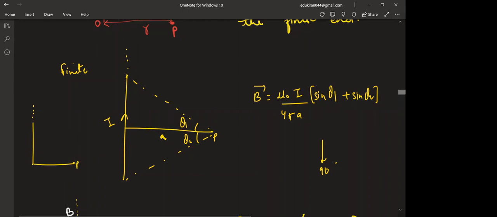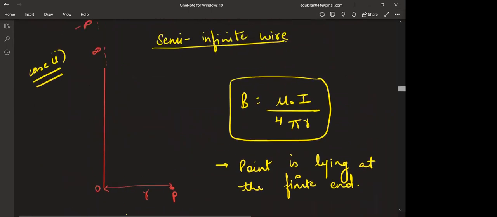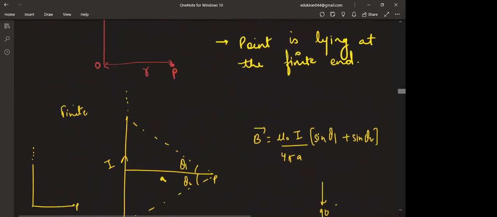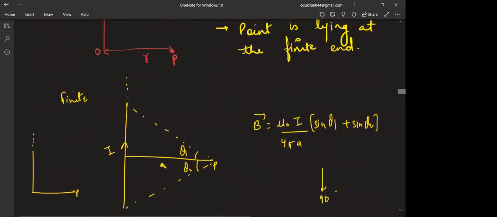All right, so just write down the formulas for it. This I think you have written, no, semi-infinite. This is just for finite. Then we'll move on to circular arc form.